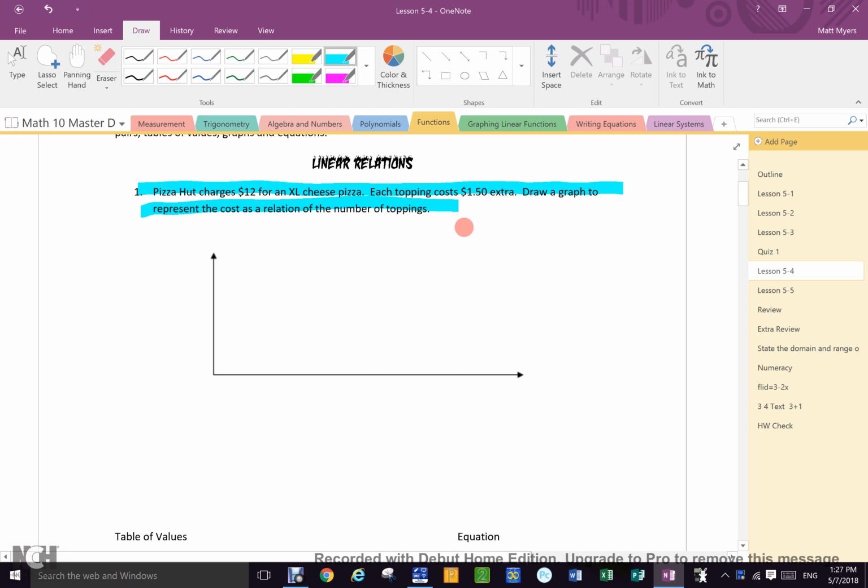Remember, it only needs to be sketched. You don't need to bust out a ruler and all that stuff.